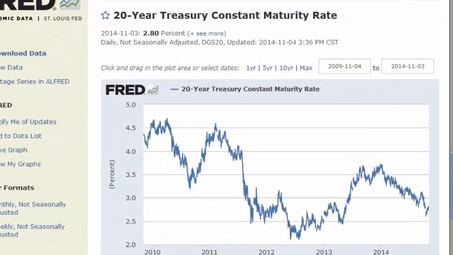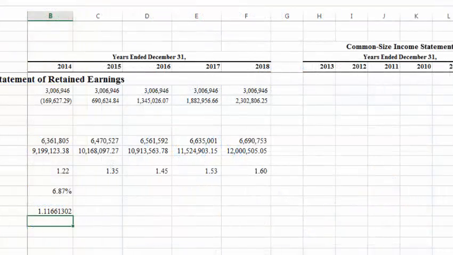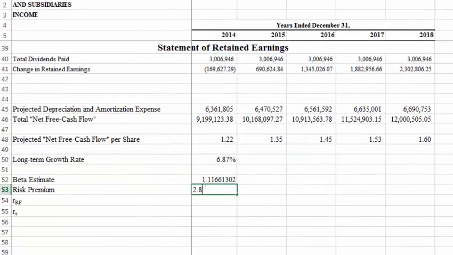And so my risk premium, and the risk-free rate that we used, I think, was a 20-year treasury. I'm going to assume that's what it was. It's about 2.8% right now. So I'm going to say 2.80% for risk-free rate. Wow, I was way off. Well, not way off, but okay. For the risk premium, I'm just going to do a 6% rate.